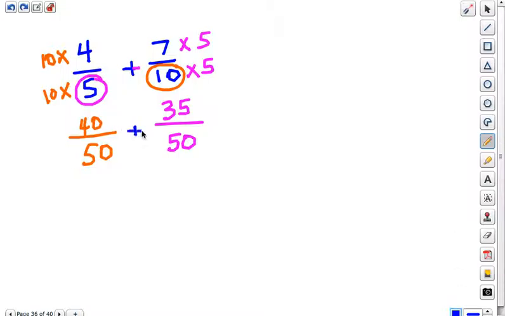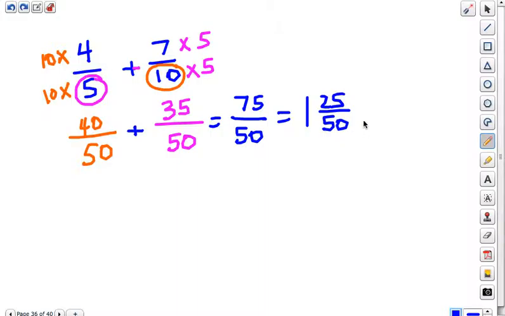So we can go ahead and add. So 40 plus 35, 75 over 50. And then we can go ahead and reduce this. If you were to write it as a mixed number, we would be writing it as 1 and 25/50ths. And then we could just reduce it to 1 and 1/2.